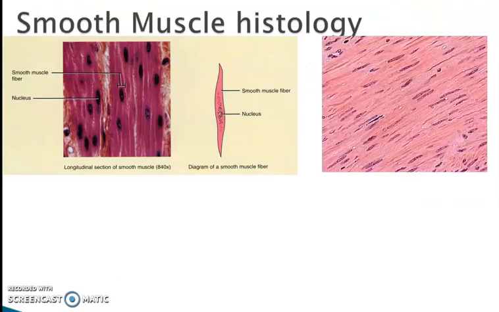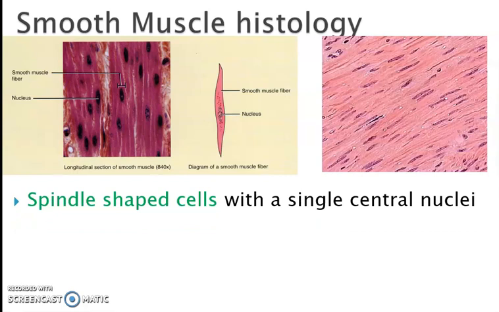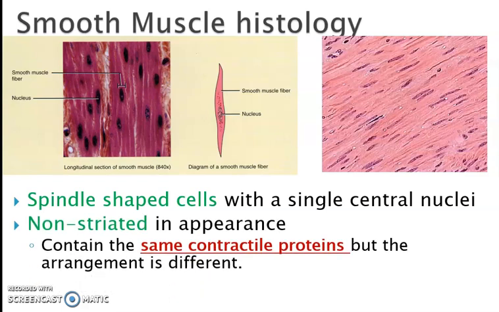Lastly, smooth muscle. It looks boring, but it's not. Smooth muscle is a spindle-shaped cell that's technically called fusiform with one central nucleus. Cardiac muscle could have 1 to 2. This is always 1. It is non-striated. It looks like it's boring, but it actually has the same proteins for contraction. Those are actin and myosin. It's just arranged differently so you don't see this banding pattern.